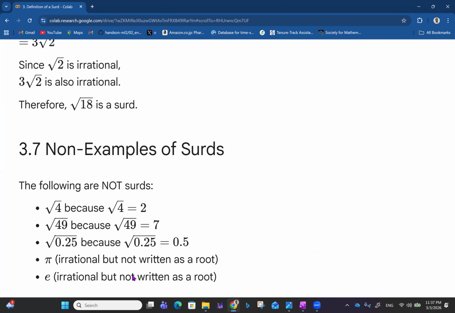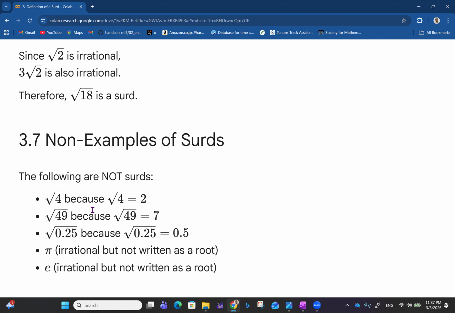So we have non-examples of surds. Imagine the following; the following are not surds. The square root of 4 is not a surd because the square root of 4 is 2. The square root of 49 is equal to 7, so it is not a surd. The square root of 0.25 is 0.5, so it's not a surd. But pi is irrational, though not written as a root, so this is not a surd too. Though e is also irrational, it is not written as a root, so you can't say it's a surd either.